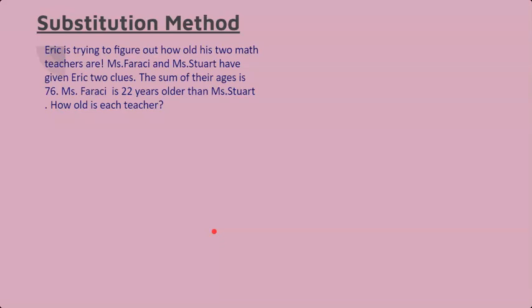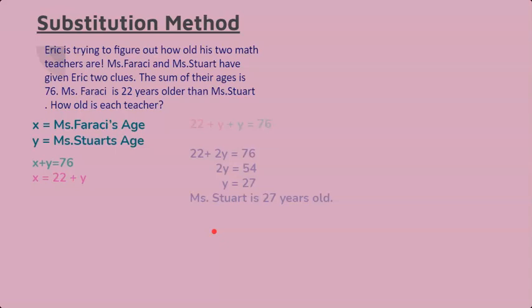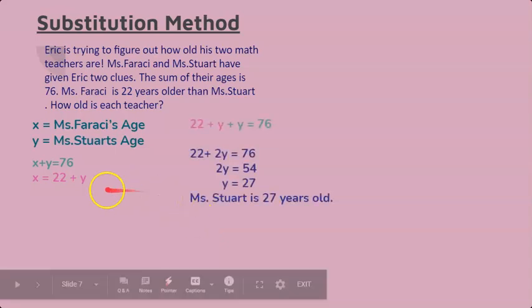So what we're going to have to do here first is identify our variables. So I'm going to have Ms. Faraci be x and Ms. Stewart be y. And then we're going to create our systems of linear functions. So using our descriptive words is going to be useful here. So we have the sum of their ages, so x plus y is equal to 76. And then Ms. Faraci is, so x equals 22 years older, so 22 plus whatever Ms. Stewart's age would be.